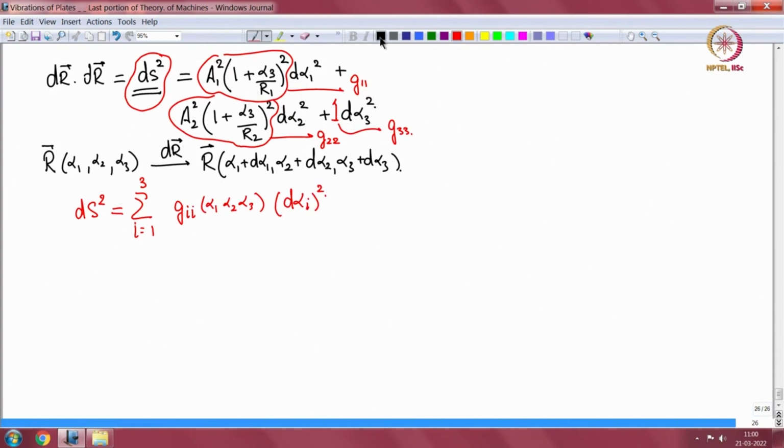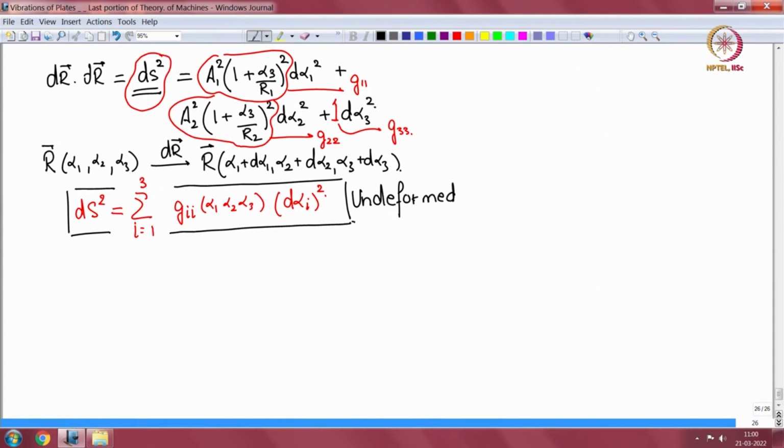Okay. So, this is important. Differential scalar length squared is given as this. This is the undeformed original length of a small element in the thickness of the shell.